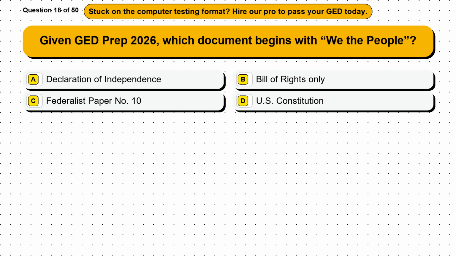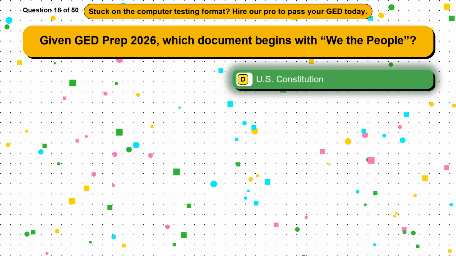Question 18. Given GED Prep 2026, which document begins with "We the People"? Option A Declaration of Independence. Option B Bill of Rights only. Option C Federalist Paper No. 10. Option D U.S. Constitution. The correct answer is option D.